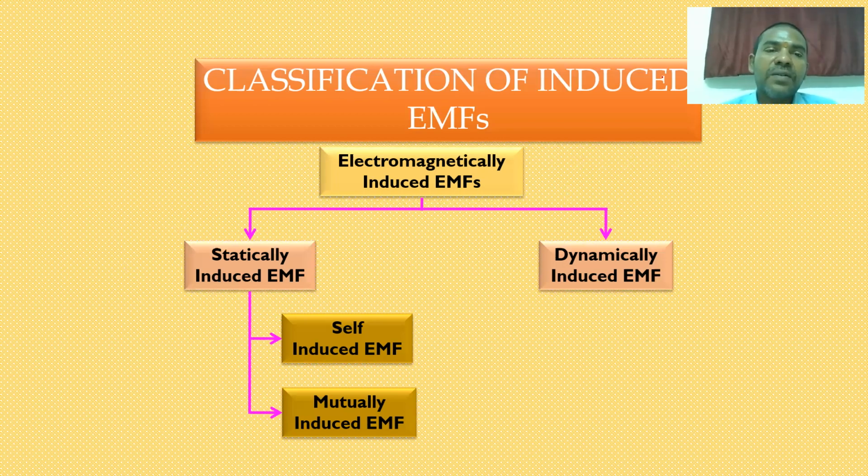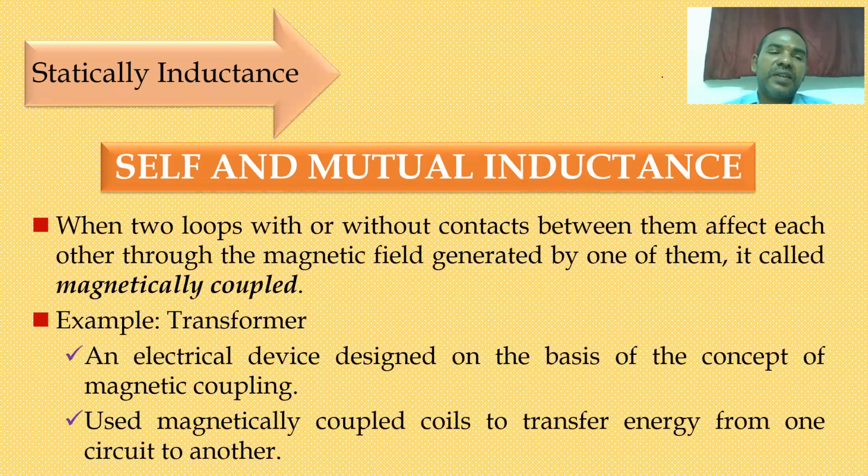Next, coming to the statically induced EMFs. Already you discussed that the statically induced EMFs are of two kinds: one is self-inductance, another one is mutual inductance. For magnetically coupled coils, you have to consider the self-inductance of the coil and the mutual inductance of the coil. For understanding this, the best example is a transformer. A transformer is a static device.